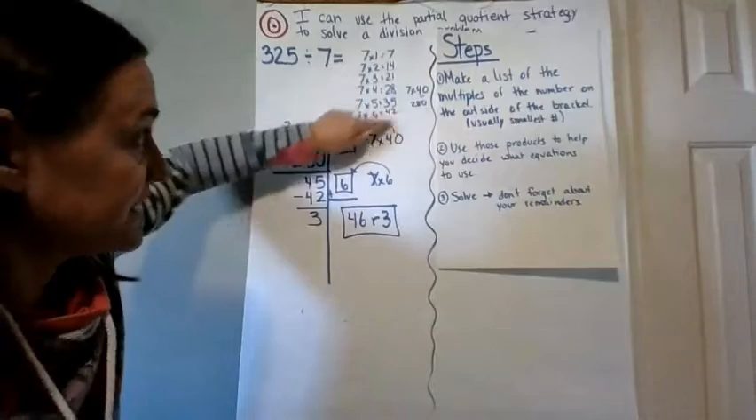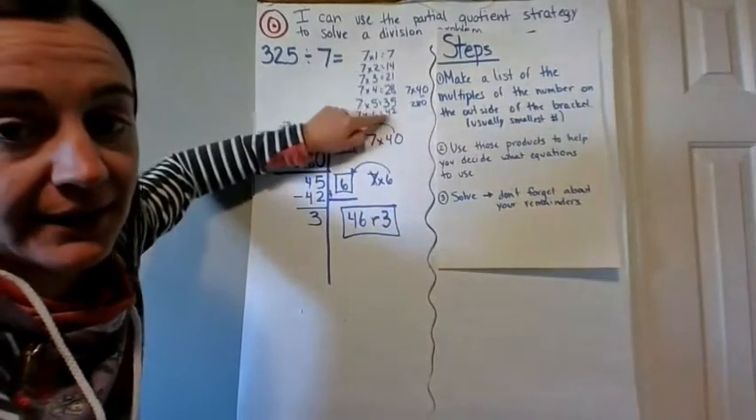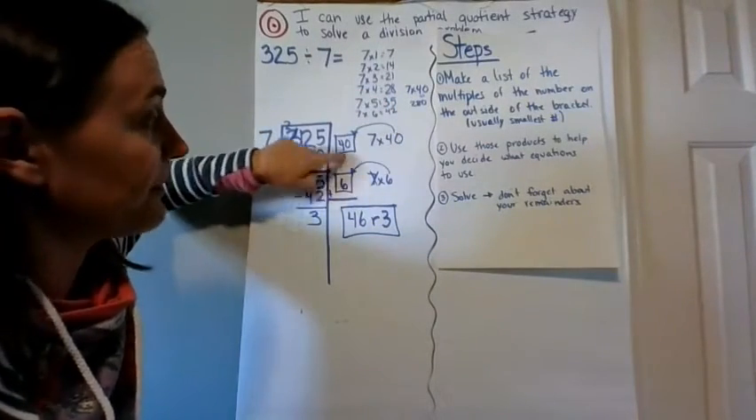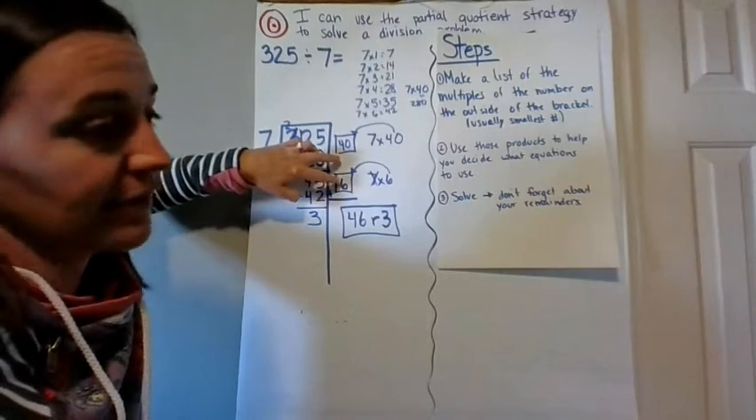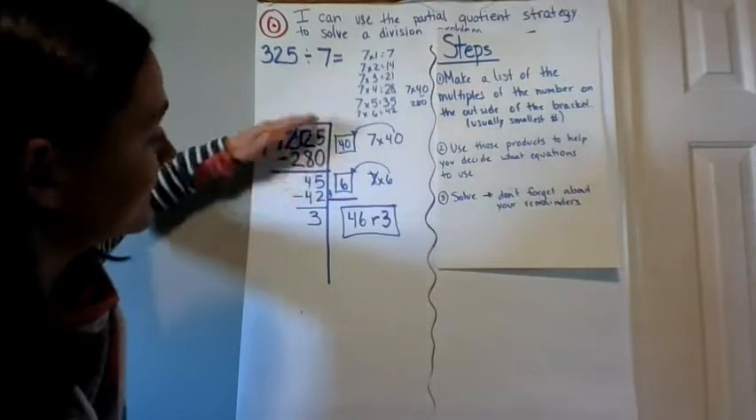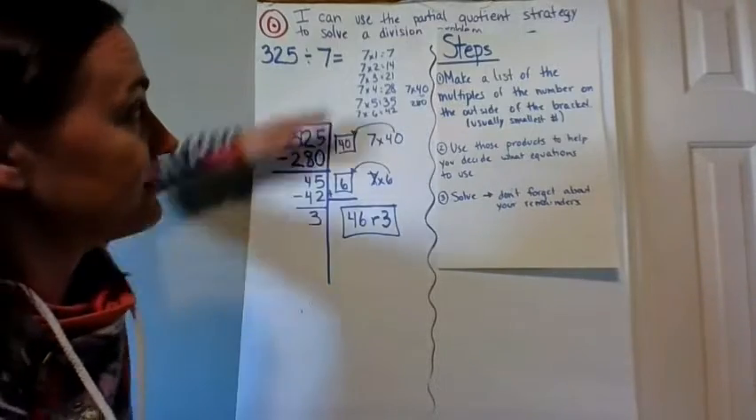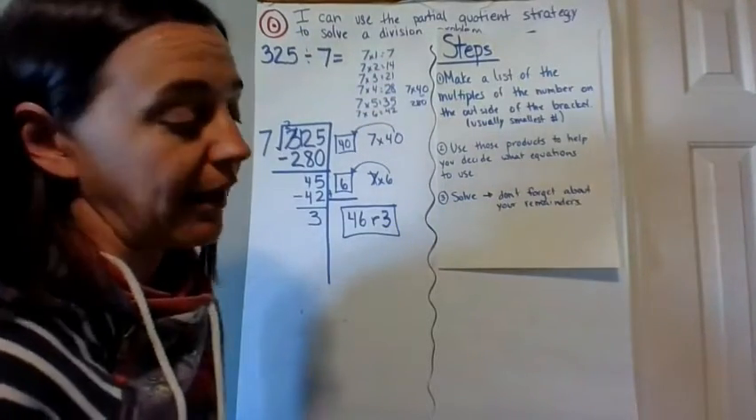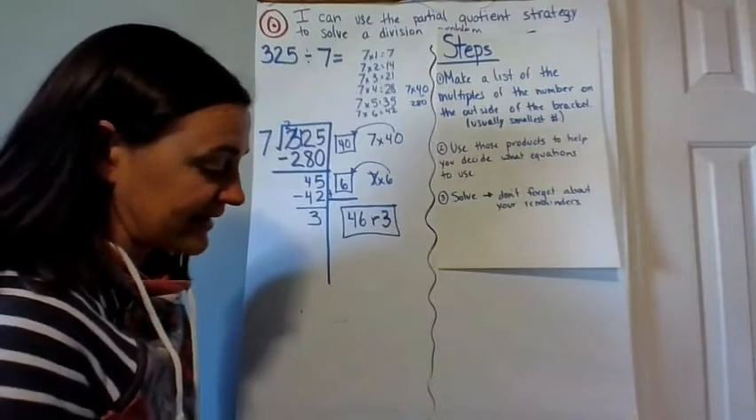Those factors helped me a lot up here. It was easy for me to break this apart into smaller chunks without having to do 10, 20 different equations down here. So making a list of all those multiples first can really help you break down this problem faster.